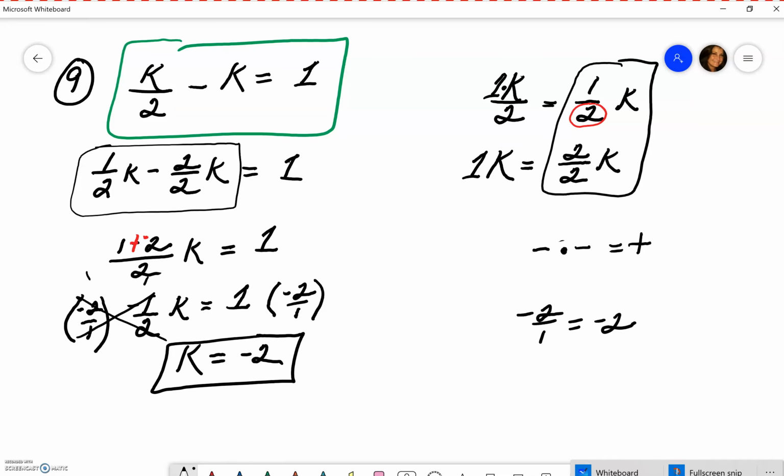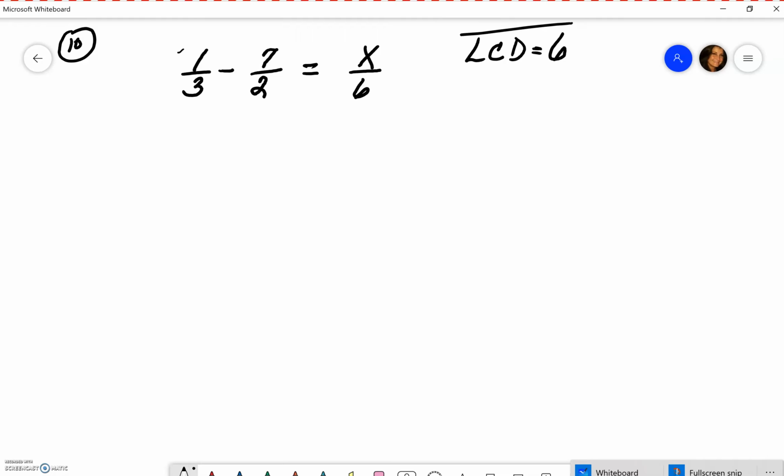All right, let's move over to number 10. Now, at number 10, we have a fraction of 1/3. So that's number 10. 1/3, and we're going to subtract it by 7 over 2, and that's equal to x over 6. All right, so you can see we have to do some work. These are not like fractions, so we have to come up with our lowest common denominator. And hopefully you're okay with this process at this point. It's 6.